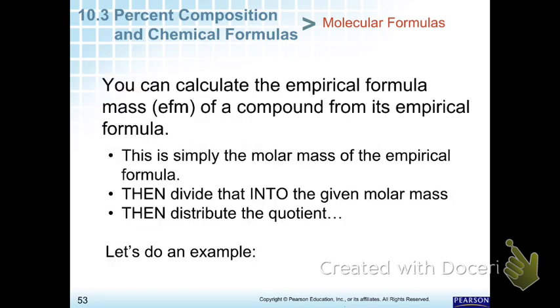So here are the steps. Write these down, okay? You can calculate the empirical formula mass. So here's a new word, empirical formula mass, EFM. You do it the exact same way as the molar mass, all right? So whatever you're given, you use the AMUs on the periodic table. So step number 1, molar mass. Step number 2, we're going to divide. And then step number 3, we're going to distribute.